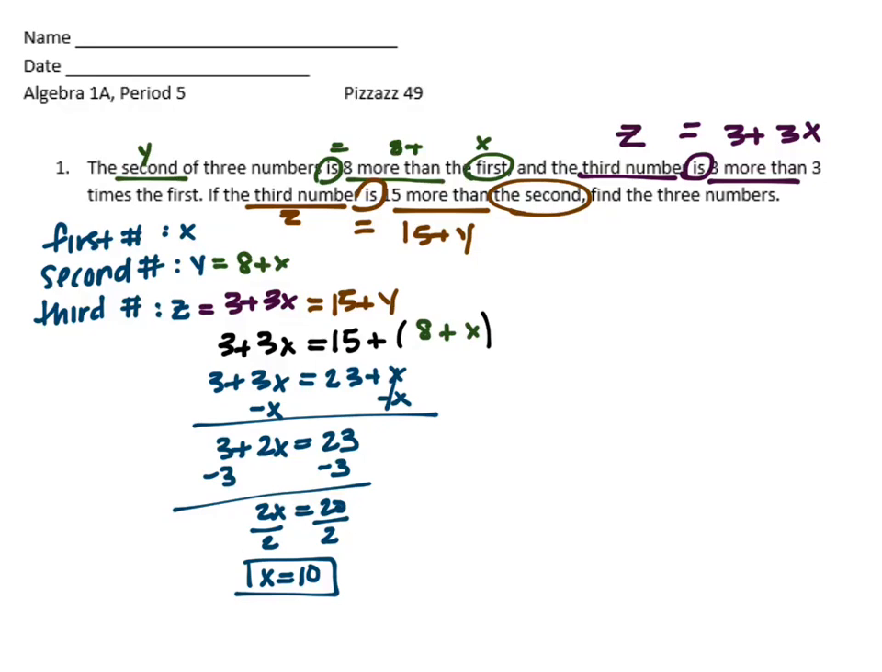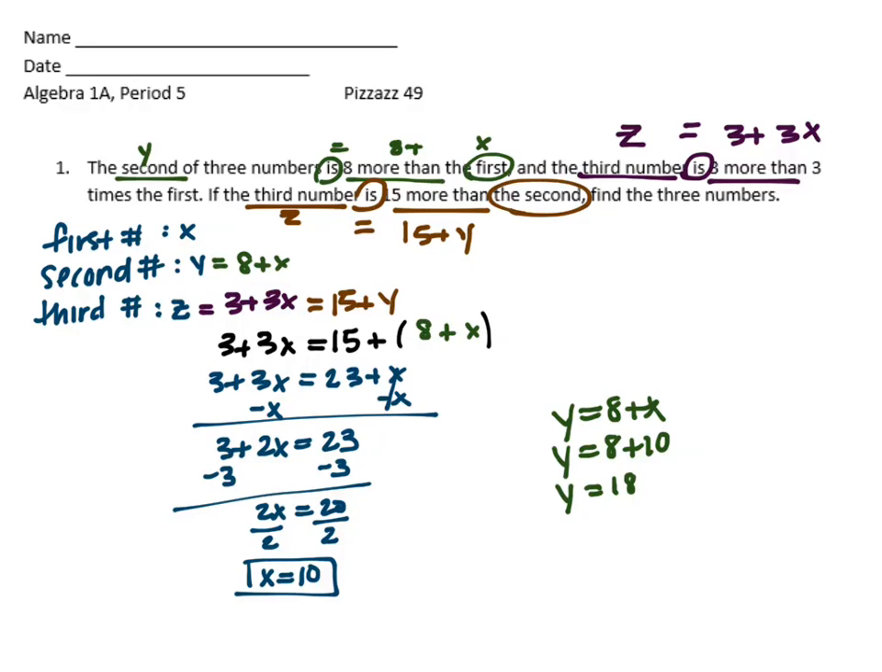So if I have the idea that y is equal to 8 plus x, I can say that y is equal to 8 plus 10, and so therefore y is equal to 18. Similarly, I can also say then that z is my third number, and z is equal to either 15 plus y or equal to 3 plus 3x.